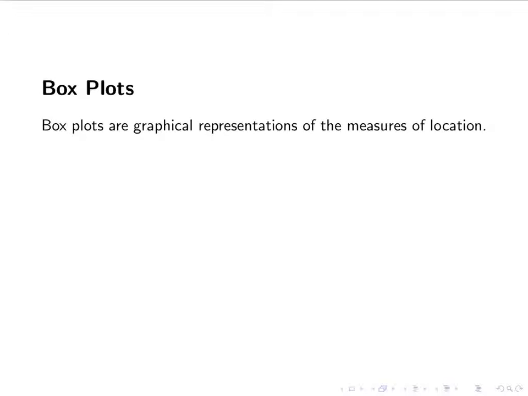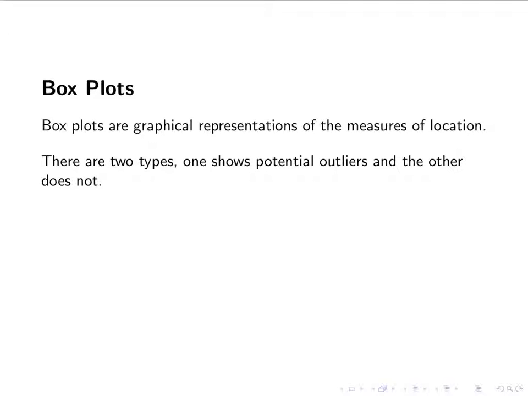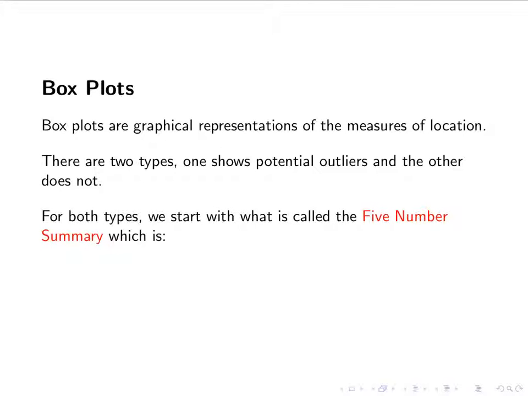So a box plot is a graphical representation of the measures of location that we looked at earlier. There are two types. One shows potential outliers and the other does not. For both types, we start with what's called the 5-number summary. And the 5-number summary is the minimum, Q1, Q2, Q3, and the maximum.